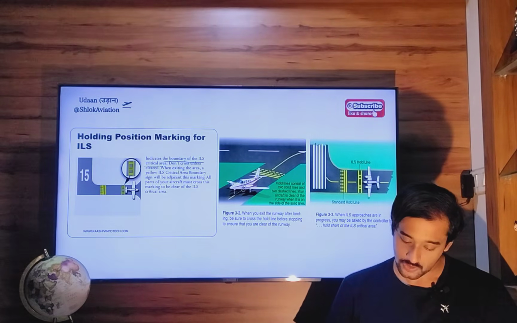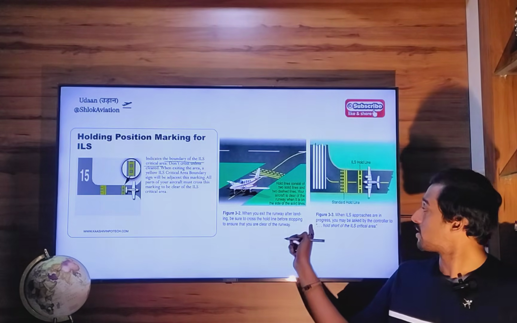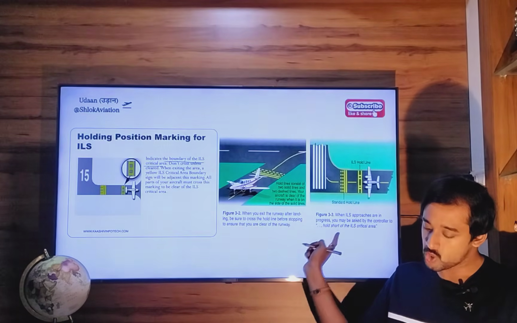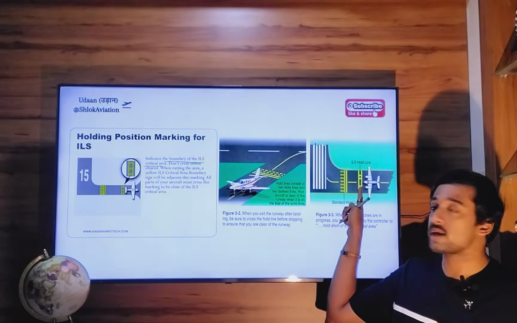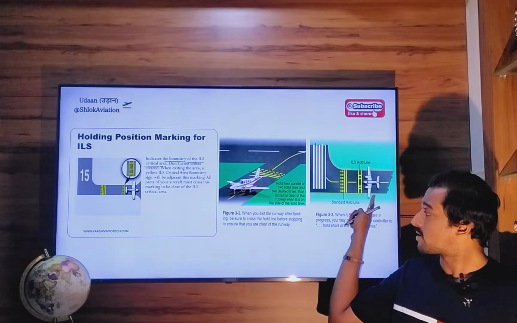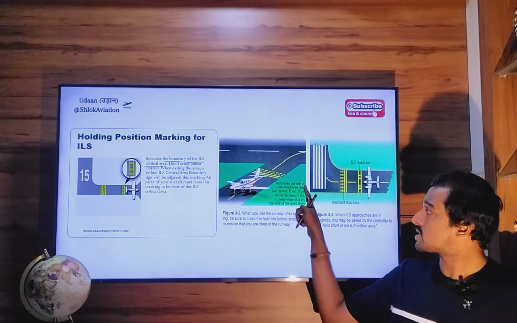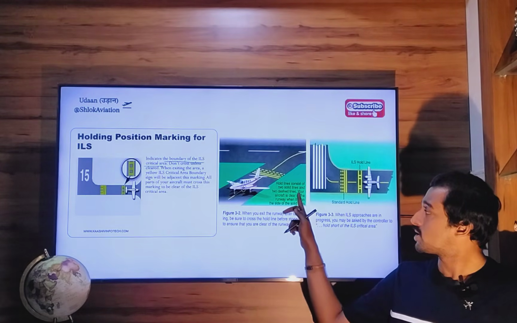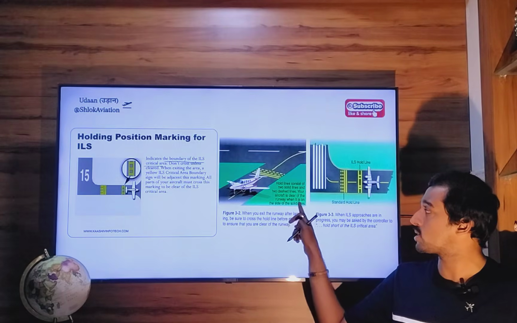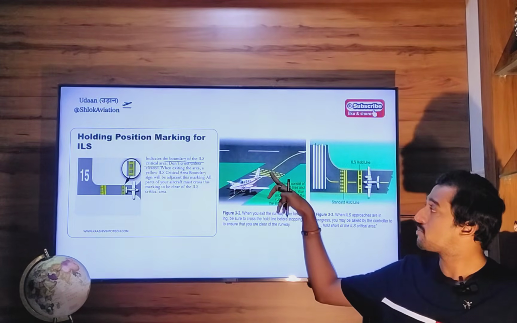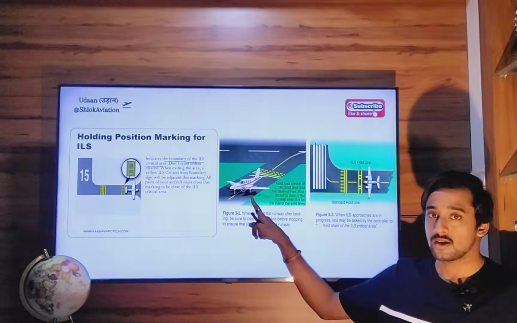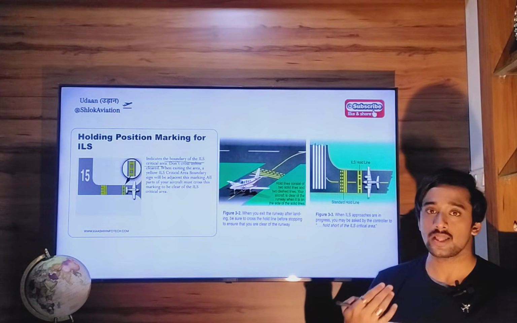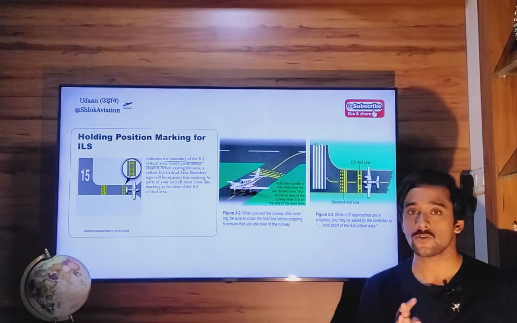Okay. So over here, when ILS approaches are in progress, you may be asked by the controller to hold short of the ILS holding line, like here. Over here, hold lines consist of two solid lines and two dotted lines or dashed lines. Your aircraft is clear of the runway when it is on the side of the solid lines. Your aircraft, the whole structure, must cross these two yellow solid lines. Only and only then you will be regarded as being clear of the runway.